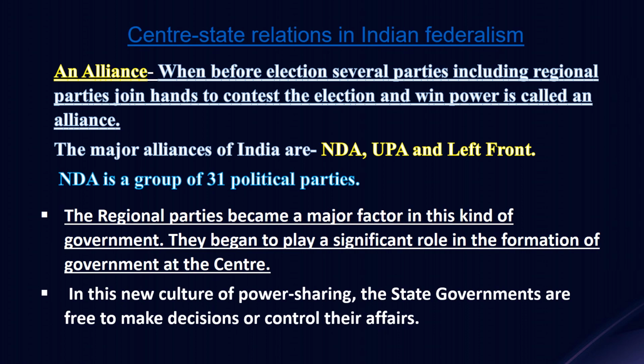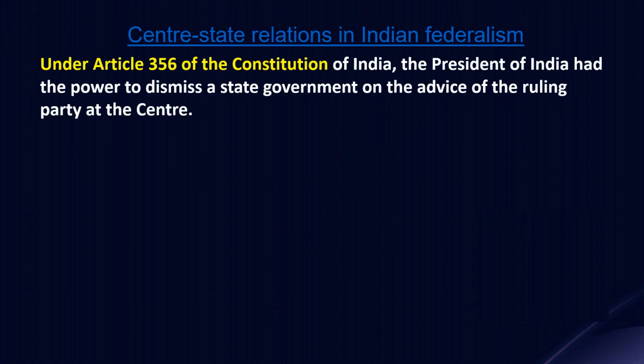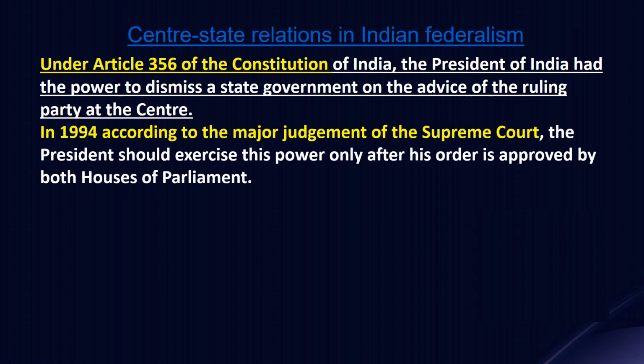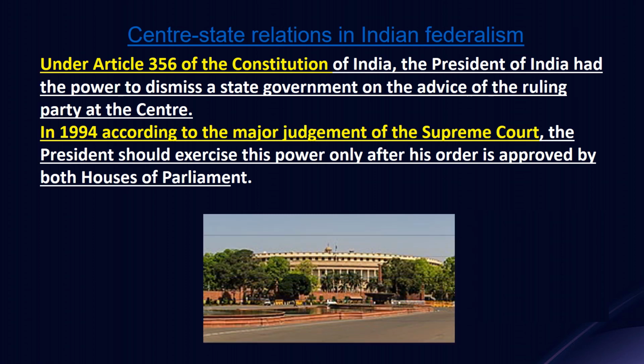And this was also supported by a major judgment of the Supreme Court. Under Article 356 of the Constitution of India, the President of India had the power to dismiss the state government on the advice of the ruling party at the center. But in 1994, according to a major judgment of the Supreme Court, the President should exercise this power only after his order is approved by both the houses of the Parliament.